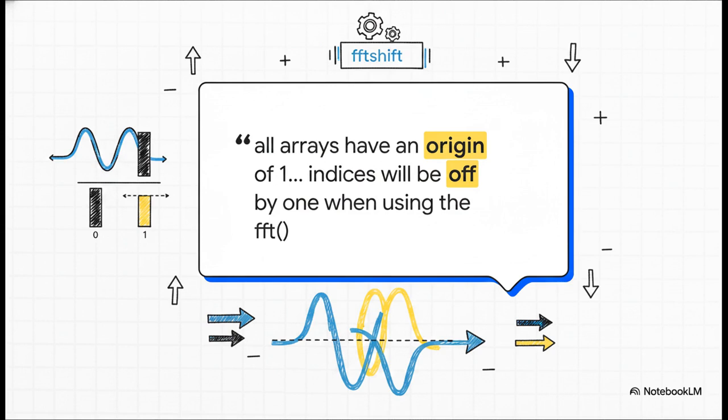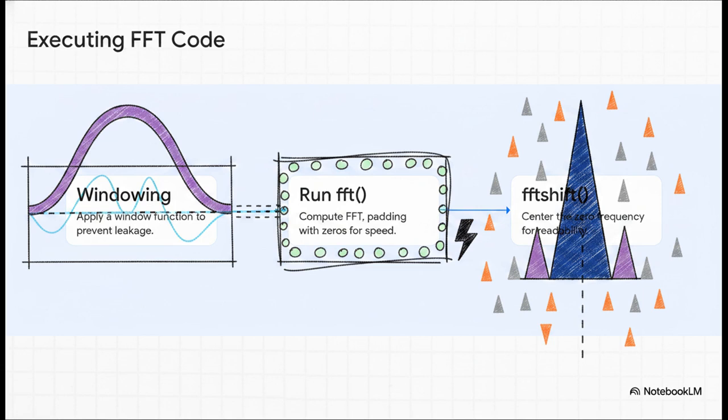So the crucial takeaway here is this specific 3-step execution pipeline. First up, you apply your window function, like our trusty 95% Hann window, to your raw time series to prevent that nasty spectral leakage. Second, you run the FFT command. And a quick pro tip here, you can actually pad your data with zeros to the next power of 2, which forces the algorithm to run significantly faster. Third and finally, you apply FFT shift to that output. Do that and you turn a noisy off-center array into a brilliantly clean, zero-centered, and highly readable frequency spectrum.